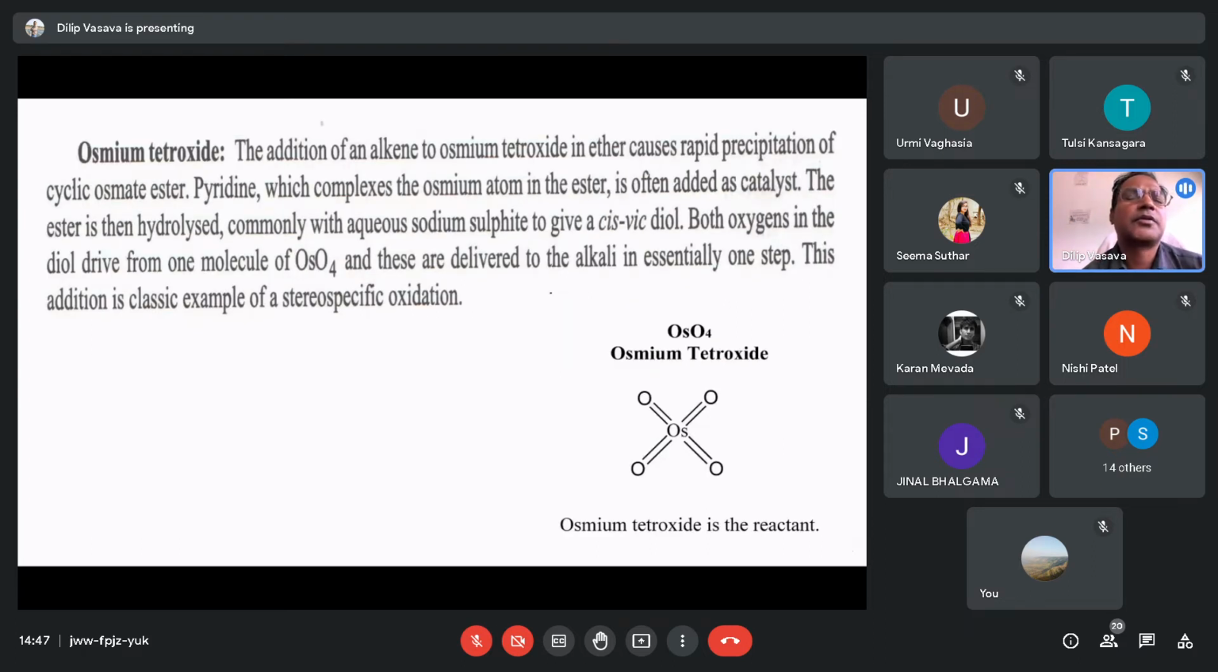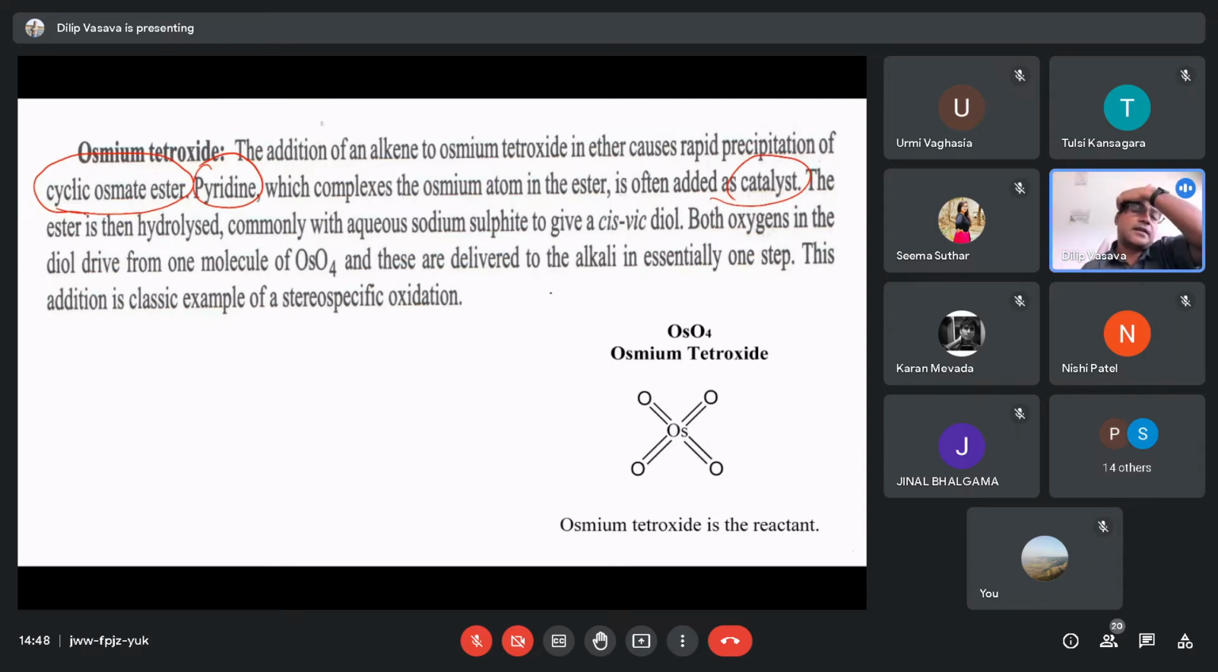Now another oxidizing agent is osmium tetroxide. Osmium tetroxide is also a good oxidizing agent for the addition to the alkene, and it forms the cyclic osmate ester. And this is the osmium tetroxide forming the complex with pyridine, utilized as a solvent, and sometimes it is also utilized as a catalyst.